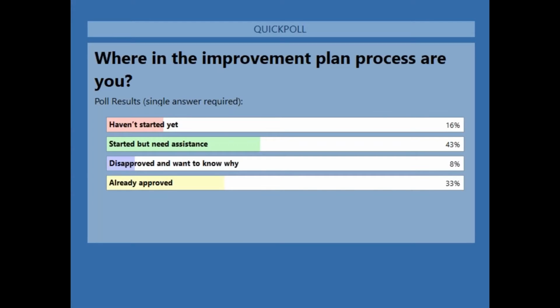8% were disapproved and want to know why. Well, we're going to talk about that, why improvement plans get rejected. And 33% were already approved. Great, it's wonderful that you were approved, and now you can hear what those next steps are after your plan has been approved. Thank you all for voting. So it lets us know where you are in the process.